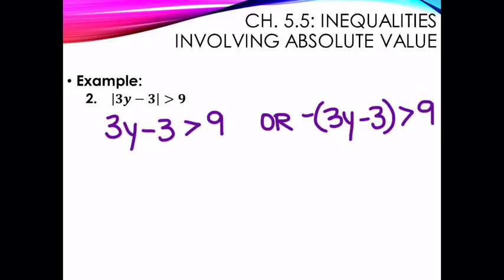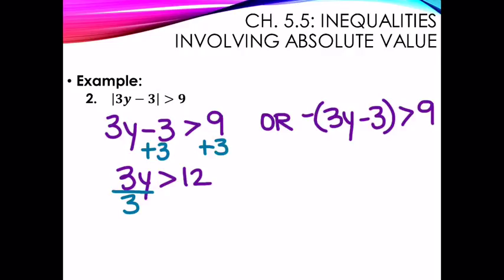Okay, so I'm going to solve the problem on the left first. We're going to add 3 on both sides. So now I'm going to have 3y is greater than 9 plus 3, which will be 12. Then we're going to divide by 3 on both sides. So y is going to be greater than 12 divided by 3, which is 4.